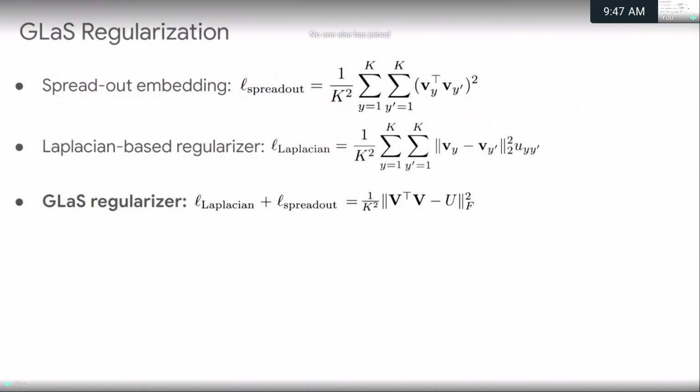Let's go over the GLASS regularization. We call it graph Laplacian and spread out regularization. So we have a spread out regularization, which I showed in this form mathematically. We had Laplacian-based regularization, which I showed in this form. And then the GLASS regularization that we have in this work is the summation of these two. If you simplify it mathematically, it's going to be something like 1 over k squared, the Frobenius norm of v transpose v minus u, squared.